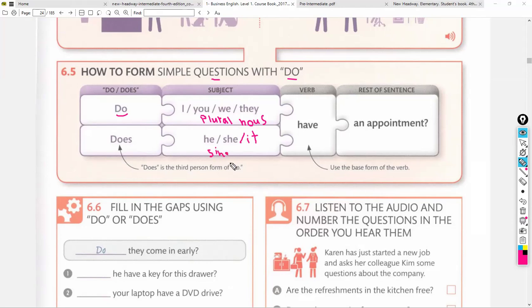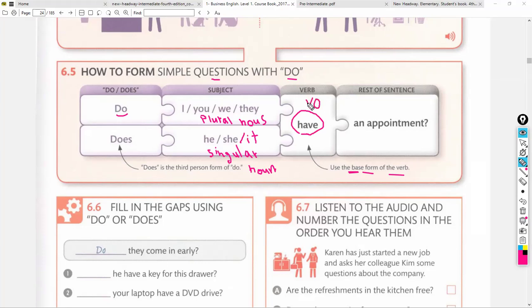Singular noun. And I have to use the base form with all the pronouns. So we use the base form of the verb. Don't use has, it is wrong. Don't use had, it is wrong. All the time it is the base form, or maybe verb zero.